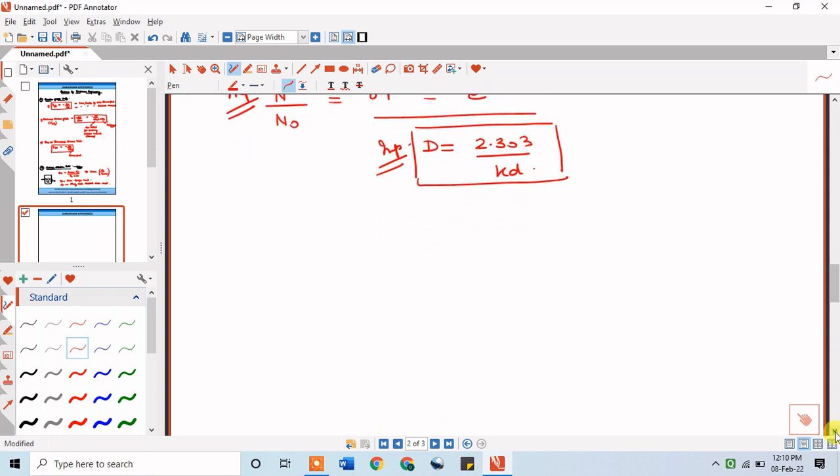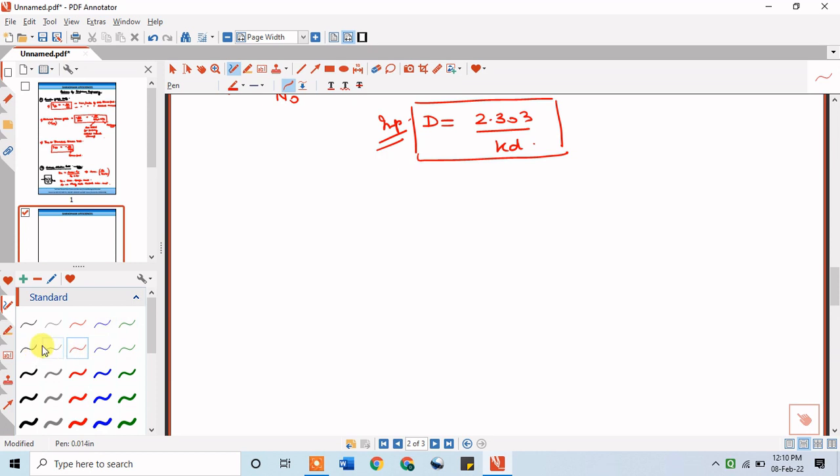Now let us come to formula number 15. Formula number 15 is actually giving us the del value. What are we talking about here?